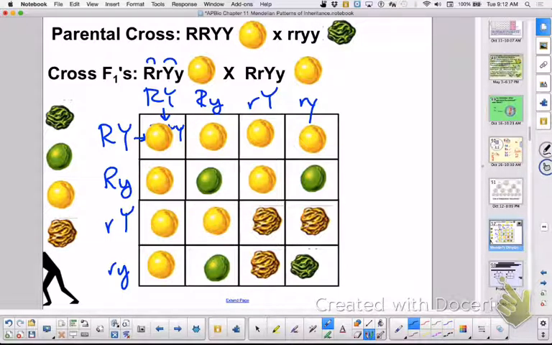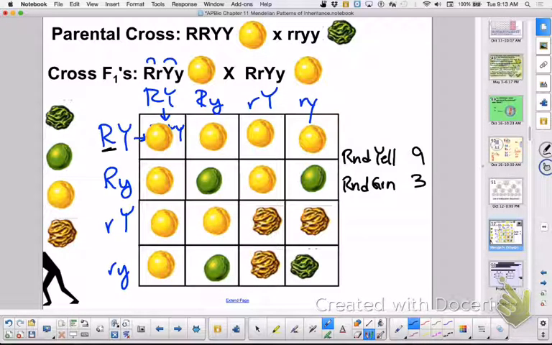Okay, so give me the ratios here. What is the most dominant one you have? You guys, do it in the same order I gave it to you. Round and yellow. Okay, so you have round and yellow. How many round and yellows do you have? 9. Count them. How many? 9. Okay. Give me the next one. Round and green. How many do you have? 3. Give me the next one.